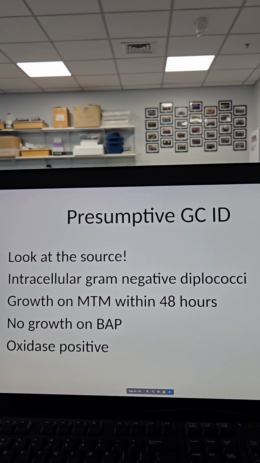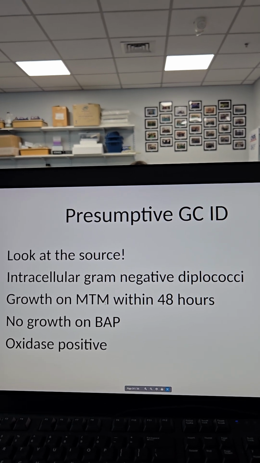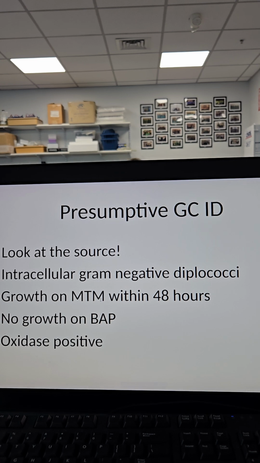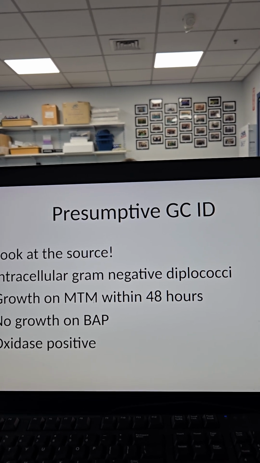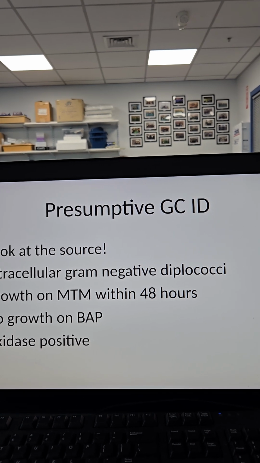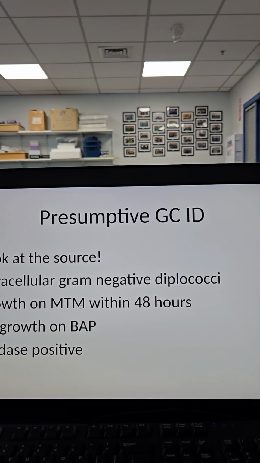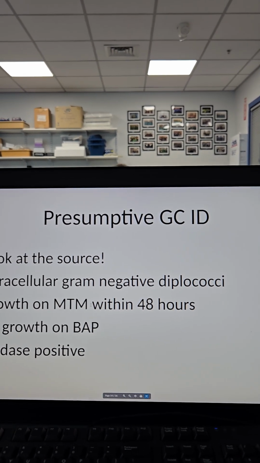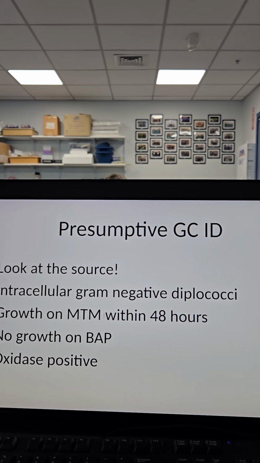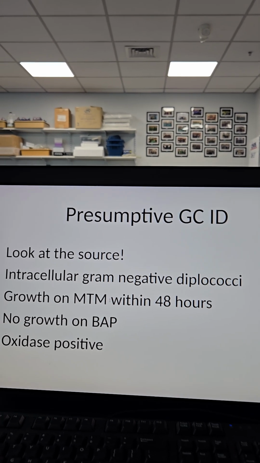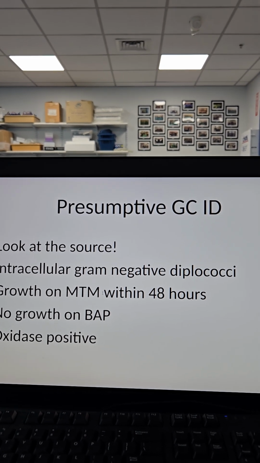The other thing is they won't all grow on the Thayer Martin. So did you take it from the Thayer Martin? Testing for gonococcus should come from the Thayer Martin. Not the catalase and the oxidase, but the other stuff. When you're doing enzyme testing, take it from the Thayer Martin, because that's your best chance that that's really N-gon or N-men.